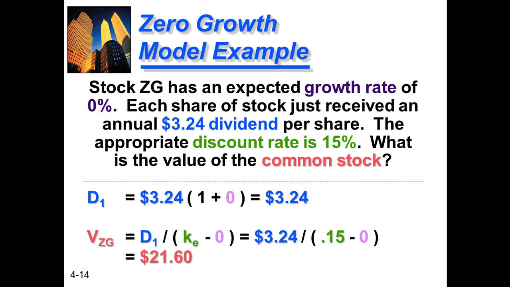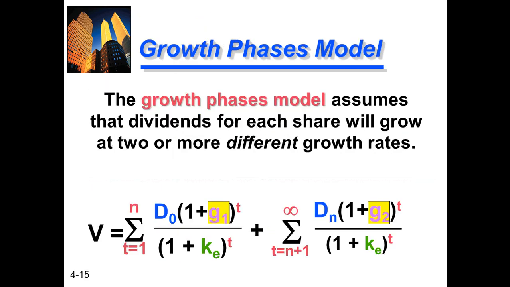So D1 is 3.24 multiplied by 1 plus 0. It will again become the same 3.24 because there is no growth. So 3.24 divided by 0.15, because there is no growth, 0.15 minus 0 becomes 0.15. So 3.24 divided by 0.15 will become $21.6. So the value of the zero growth model at a dividend of 3.24, at 0% growth, at a 15% discount rate will be $21.6.